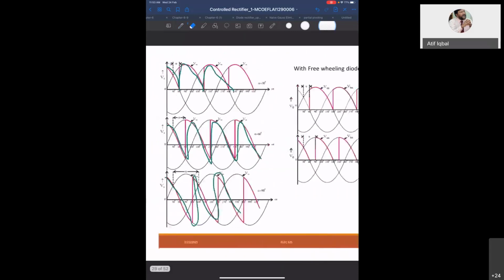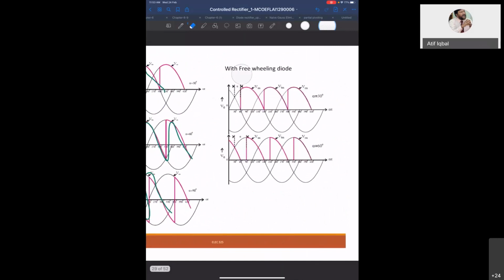Now you see here, what will happen if you have a freewheeling diode? So this is your thyristor, this is your thyristor, this is your thyristor, and this is your load. And now if you have a freewheeling diode here, what will it do? It will not allow negative voltage, because as soon as this voltage becomes negative, the diode will start conducting.